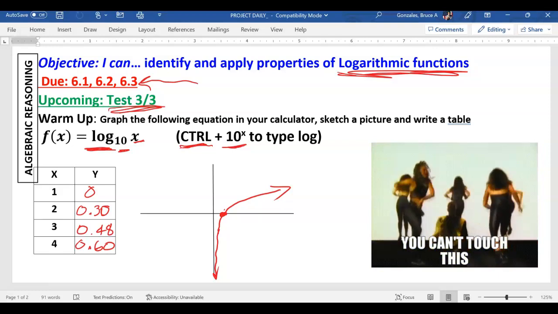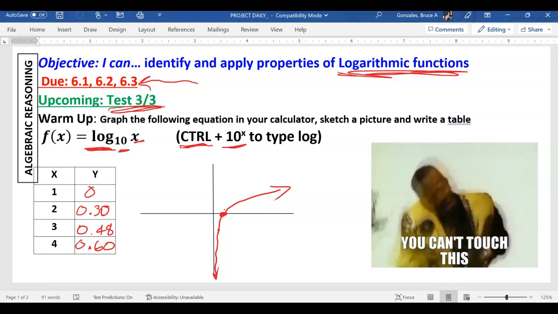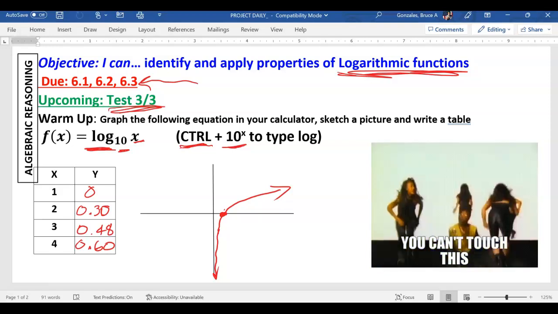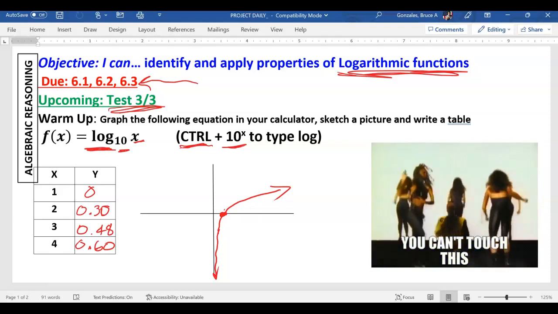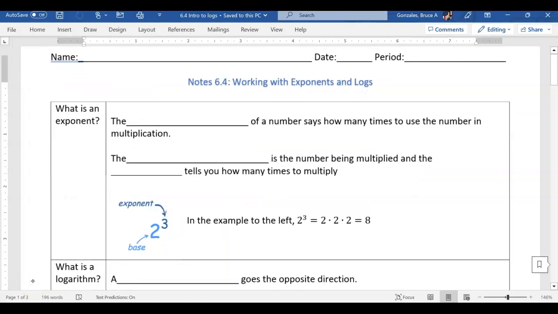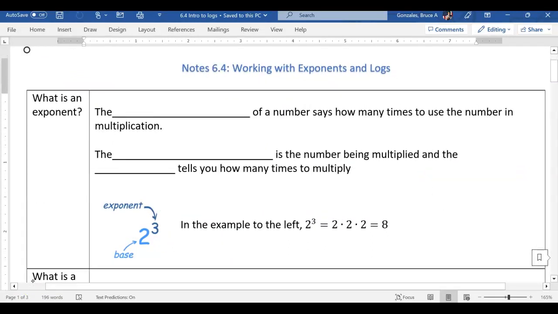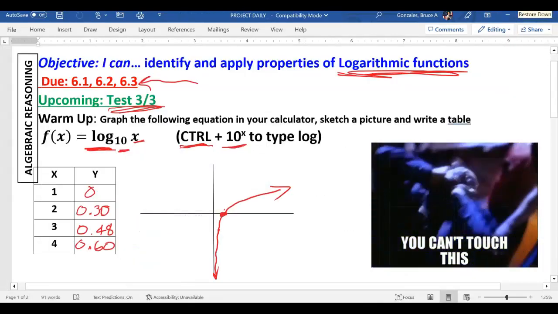Now you should have notes, or Miss Marshall is going to pass them out. Our notes for 6.4, for our logarithmic functions properties. We're going to pass that out now, and we're going to do these notes. Okay, so this is the notes that you should have. If not, it'll be passed out to you right now. Make sure you get this in front of you.